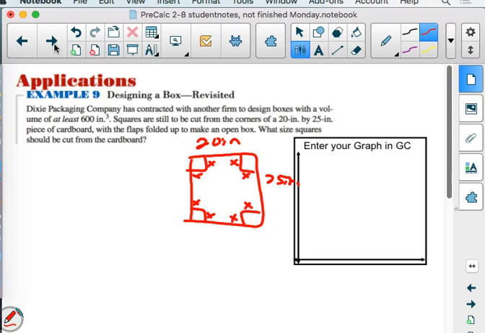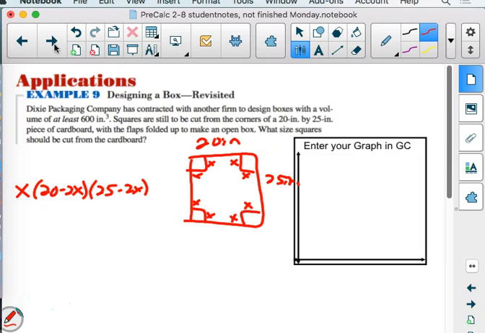So, volume of a box. I mean, we've dealt with this before. Like it says, you're going to take the cardboard, flaps folded up to make an open box. So we're going to have 20 minus 2x, 25 minus 2x. And what's the height of that box going to be? X.